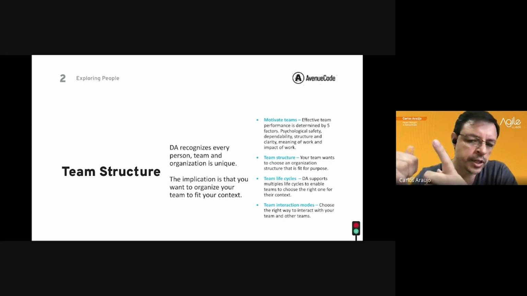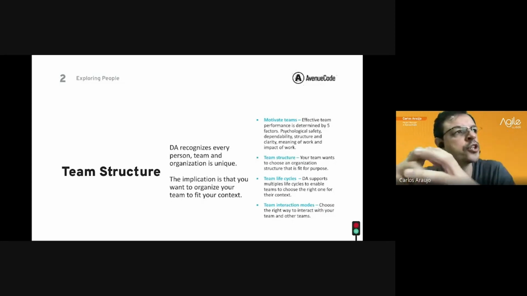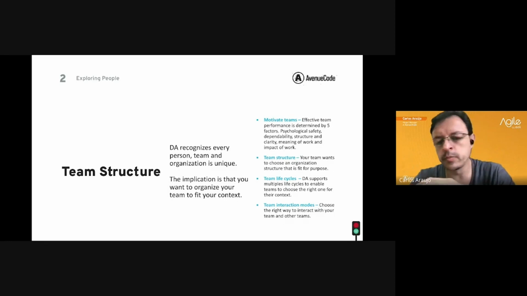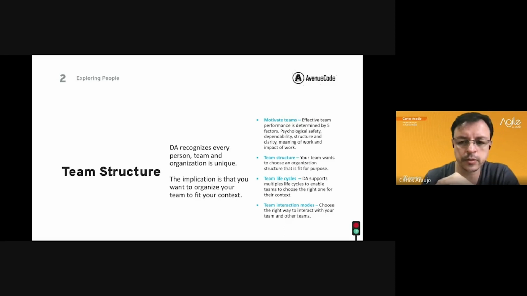We have to take into account the psychological safety, structure, clarity, meaning of work, impact of working, the structure you want to choose for your organization to fit a purpose, the team life cycles. DA supports multiple life cycles to enable the teams. We're going to see later on too. The team interaction modes: choose the right way to interact with the team and the other teams. So people also is very important for DA.